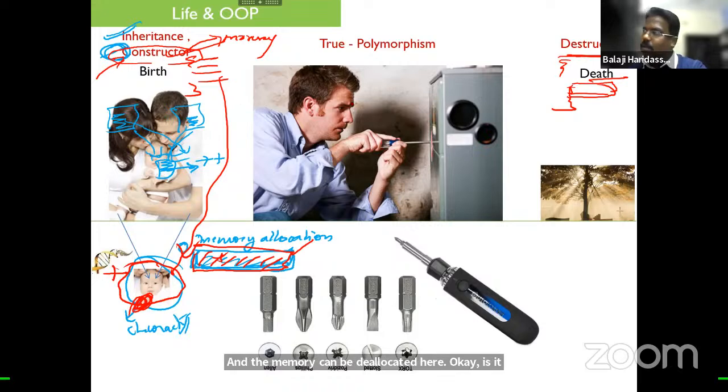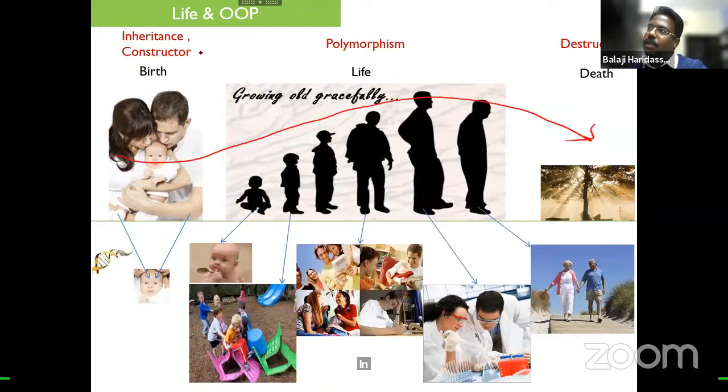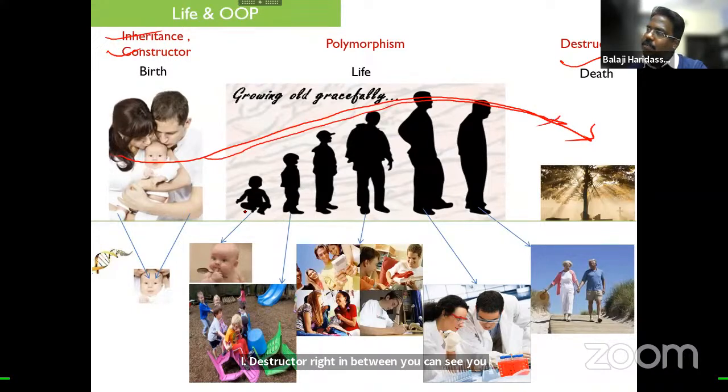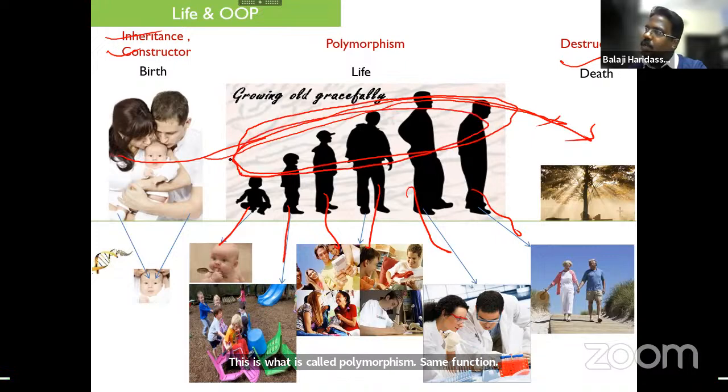In between, we are like this. Okay, constructor, inheritance, destructor, right. In between, you can see how our life is changing, and at each stage, we have different functionality. This is what is called polymorphism: the same function, same class or object, exhibiting different functionalities at different points in time is called polymorphism. Okay, this is how things go in our real life.